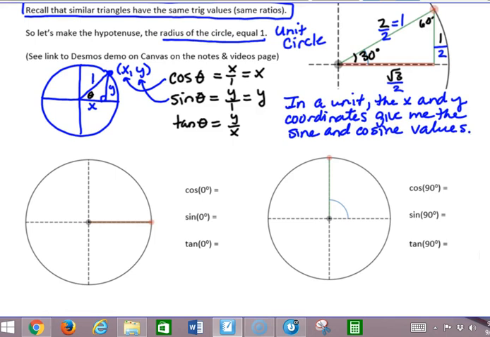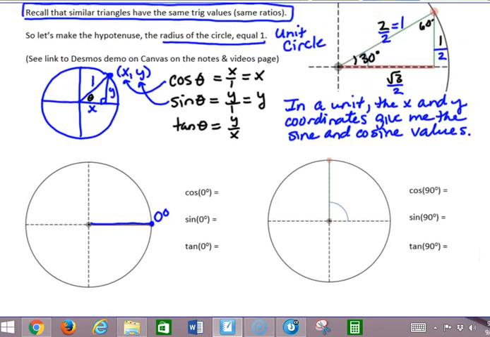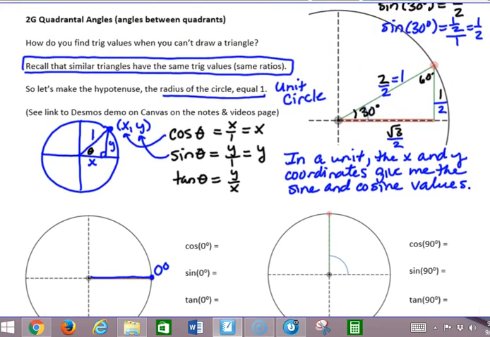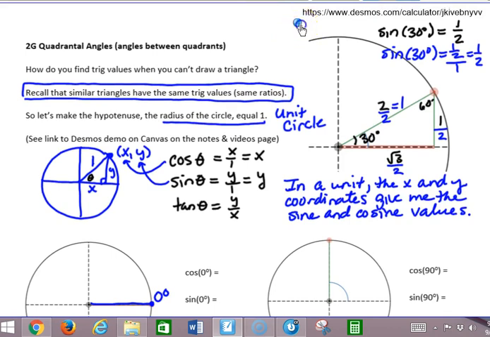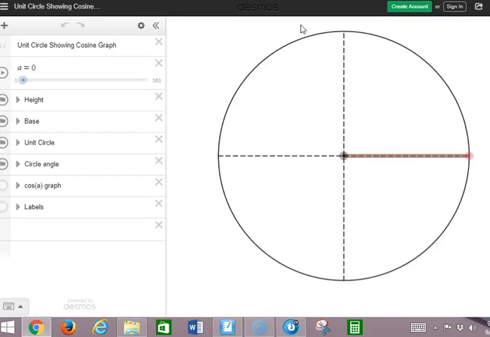So now let's take a look at some of our special quadrantal angles. We're going to look first of all at what happens when we are at 0 degrees. So we're at 0 degrees on the circle, and I want to find cosine, sine and tangent of 0 degrees. Before we do that, I want you to look at a little Desmos demonstration here. I think this will be very helpful.